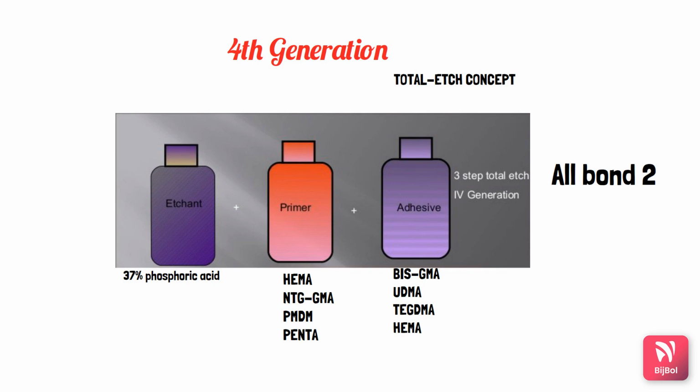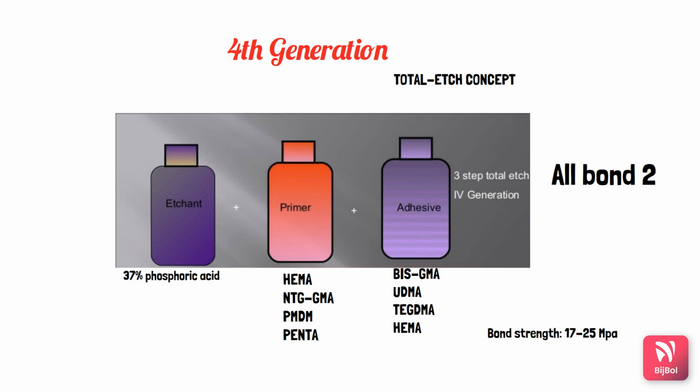If you observe, the commercial products available for this are Scotchbond Multipurpose, All-Bond 2 and Panavia 21, which is by the J. Morita company. The bond strength of the fourth generation is better than the first, second and third generation.